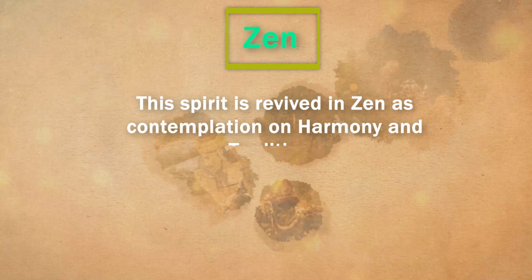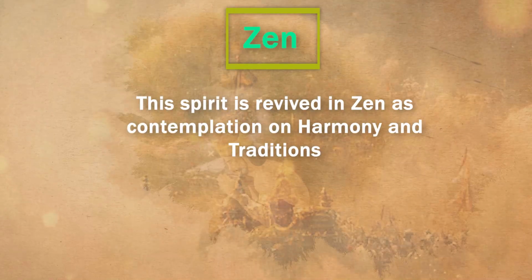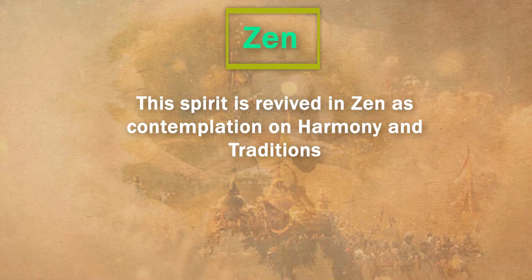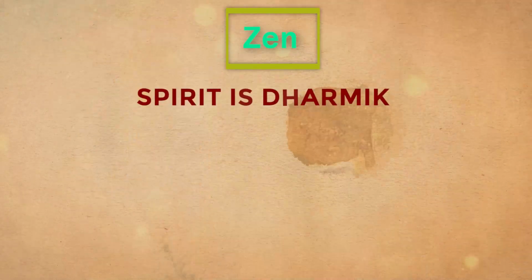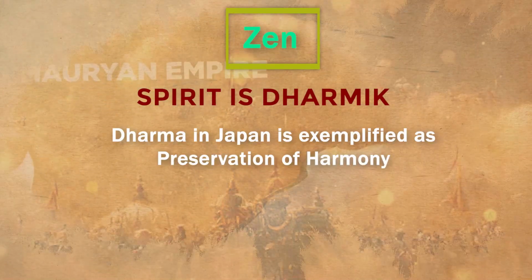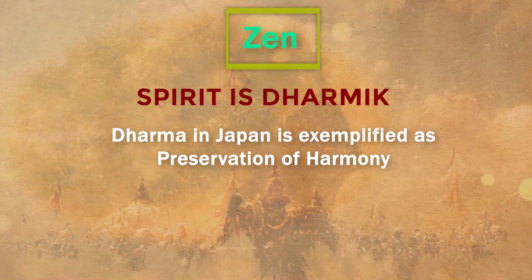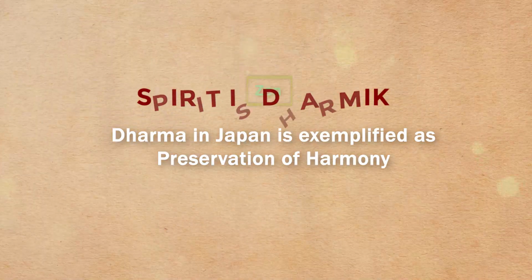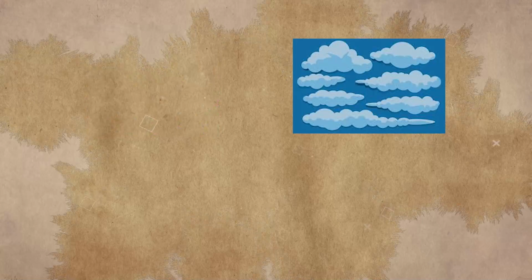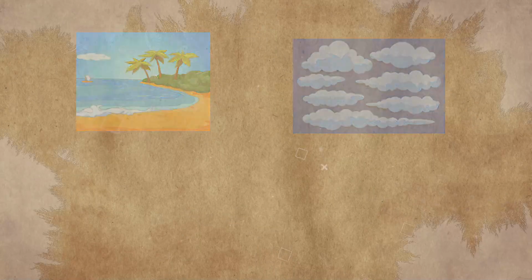Zen believes that everything has a spirit: animate, inanimate objects, hills, mountains, rivers, everybody has a spirit. And that spirit is primarily dharmic. And that spirit has vibrations, it has harmony. Each and every spirit has to be in harmony with the other spirit. So the river has to be in harmony with the mountains, the trees, the clouds, the ocean, etc., etc.